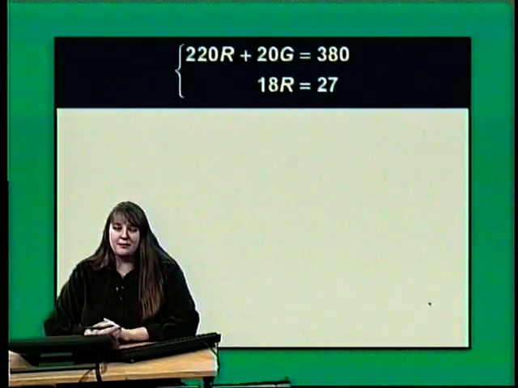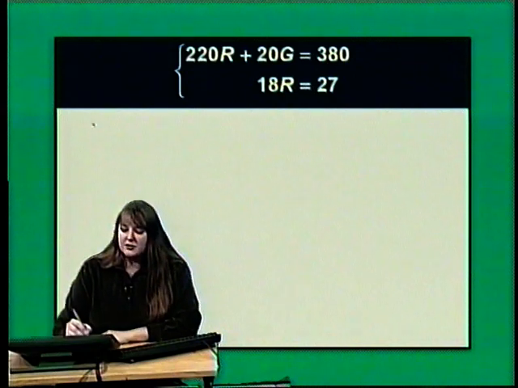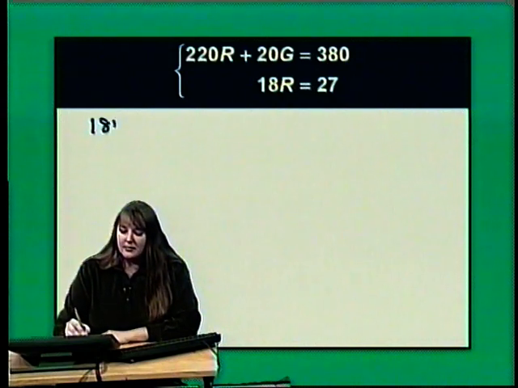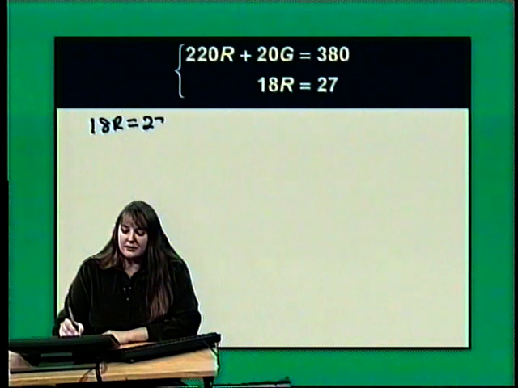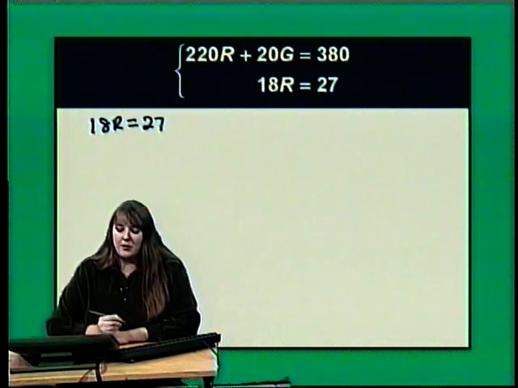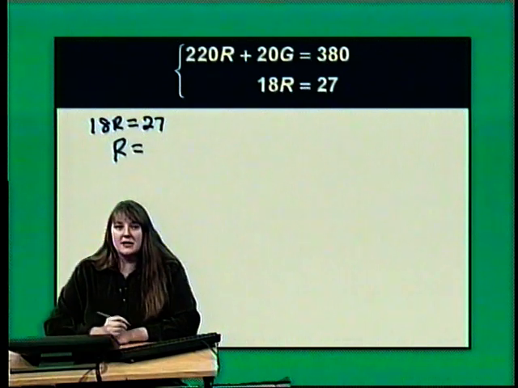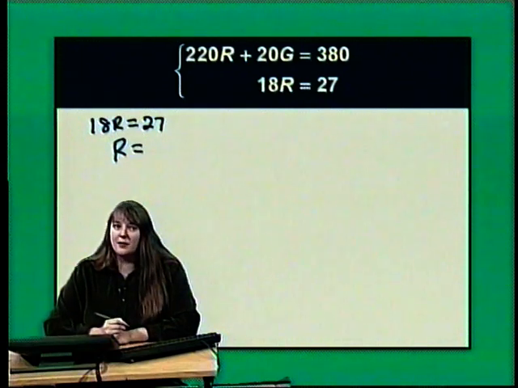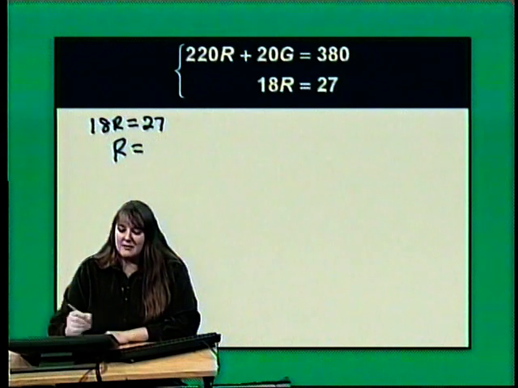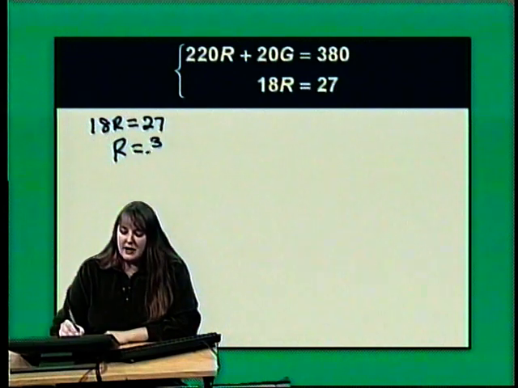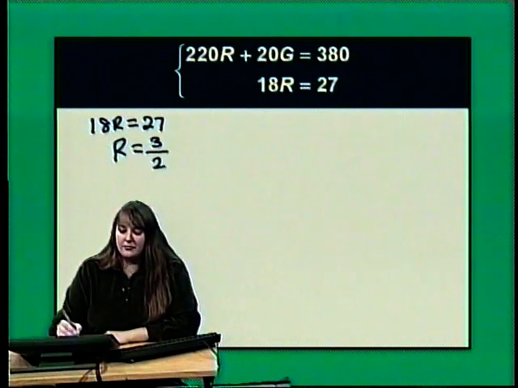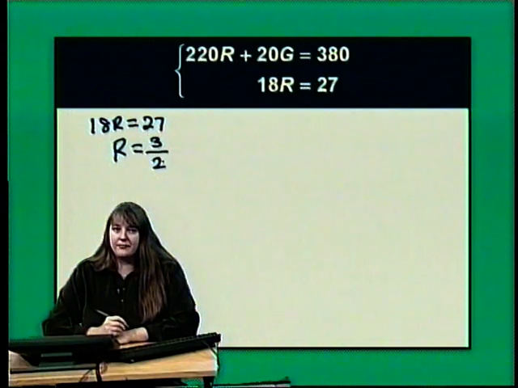Let's solve this system. Well, that second equation is easy to solve for R. So I have 18R equals 27. If I divide both sides of the equation by 18, I have R equals 27 over 18. 27 and 18 are both divisible by 9. 27 divided by 9 is 3, and 18 divided by 9 is 2. So R is 3/2. I still need to find out what G is. I can use my first equation to solve for G.